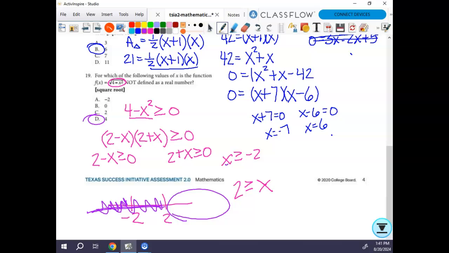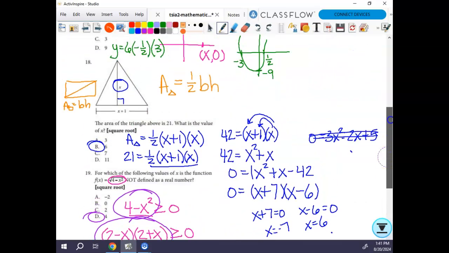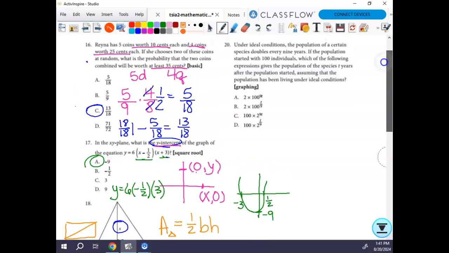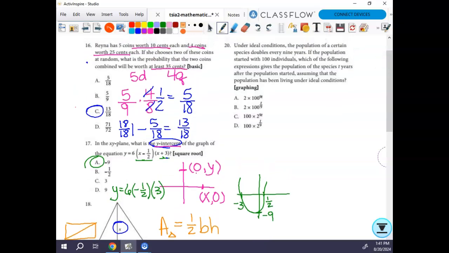Okay. All right. We okay on 19? If you don't know what this is, like if this makes no sense to you, then put factoring special cases on the back. All right. Last one, 20.